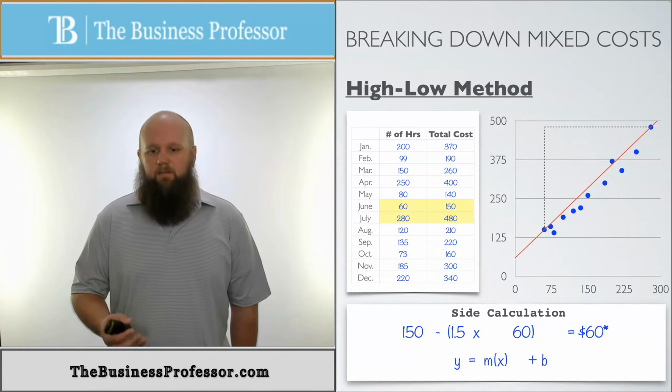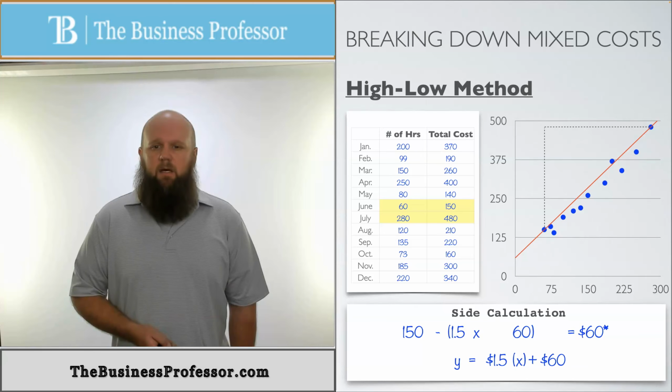Now, let's put that into the fourth step, which is finishing up our line equation, y equals mx plus b. Y, we said, is the total cost, and that's kind of what we're using this example for, so we're going to keep it at y. M is the slope, so $1.50 per unit, plus b, which is our fixed cost. We just said our fixed cost is $60. So the answer to this high-low method is y equals $1.50 per unit plus $60. That's how you break down a mixed cost using the high-low method.